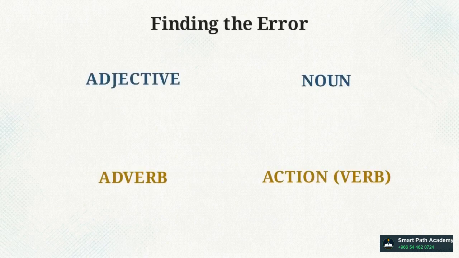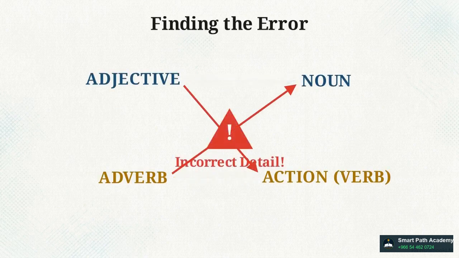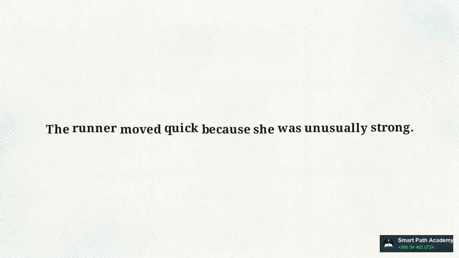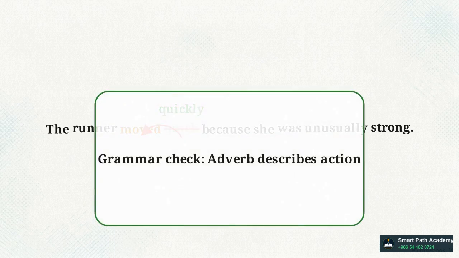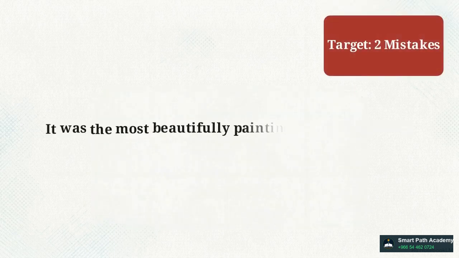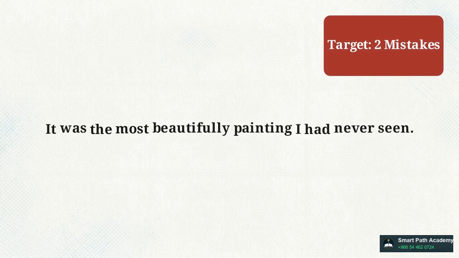To find the error, start by looking at how words describe each other. A frequent issue on the checkpoint paper involves mixing up adjectives, which describe nouns, and adverbs, which describe actions. Take this sentence. The action is the verb moved. Quick is an adjective, trying to describe that action, creating a grammatical mismatch. We fix this by turning it into the adverb quickly. The original meaning is perfectly preserved.